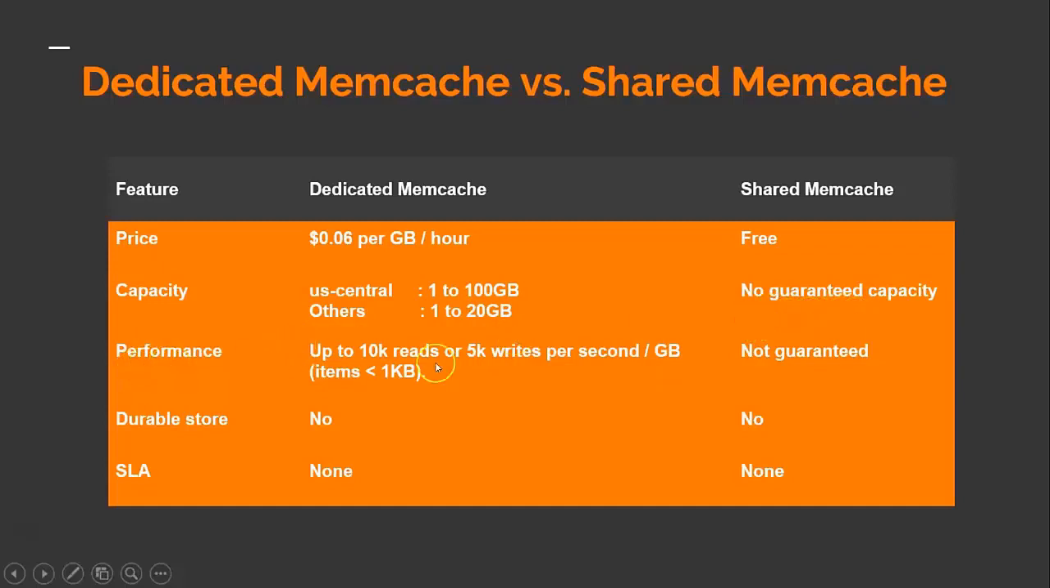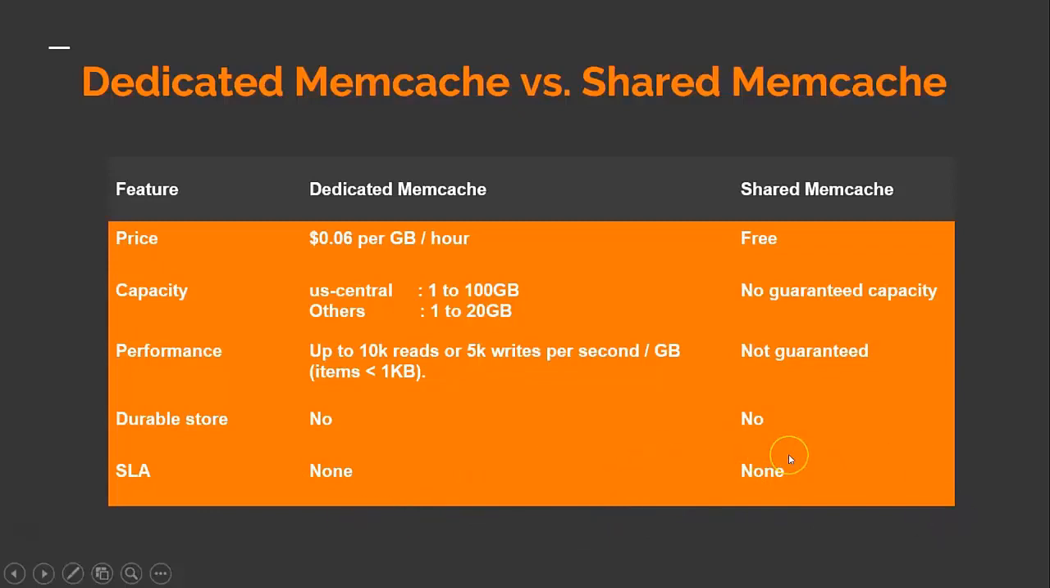Next is performance. The performance of dedicated Memcache is up to 10K reads or 5K writes per second per GB, where the item is less than 1 KB. For shared Memcache, it is not guaranteed what the speed or performance will be. Next is durable storage. We don't have any durable storage for either Memcache. Next is SLA. We don't have any SLA configured for either kind of Memcache.